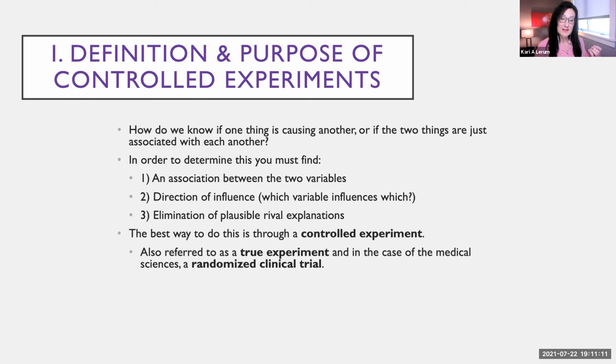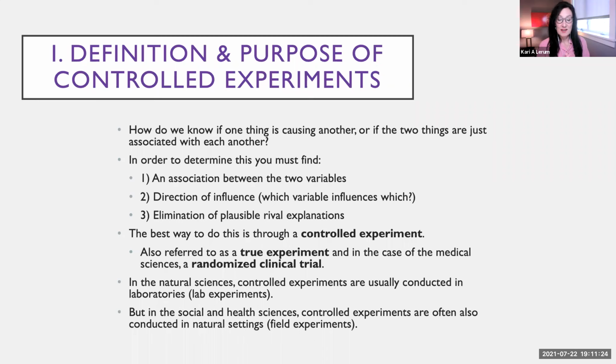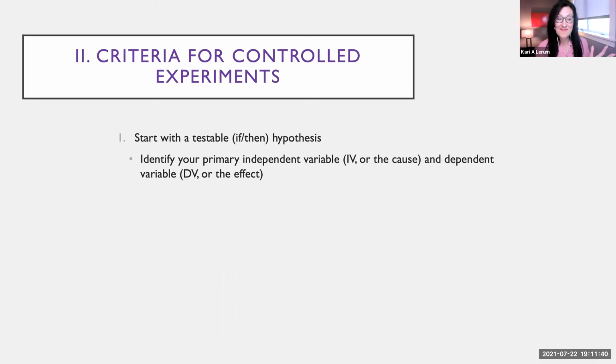And the best way to do this is through a controlled experiment. This is also referred to as a true experiment, and in the case of medical sciences, a randomized clinical trial. In natural sciences, controlled experiments are usually conducted in labs. In social and health sciences, controlled experiments are also conducted in natural settings, also known as field experiments. So the criteria is we start with a testable if-then hypothesis.